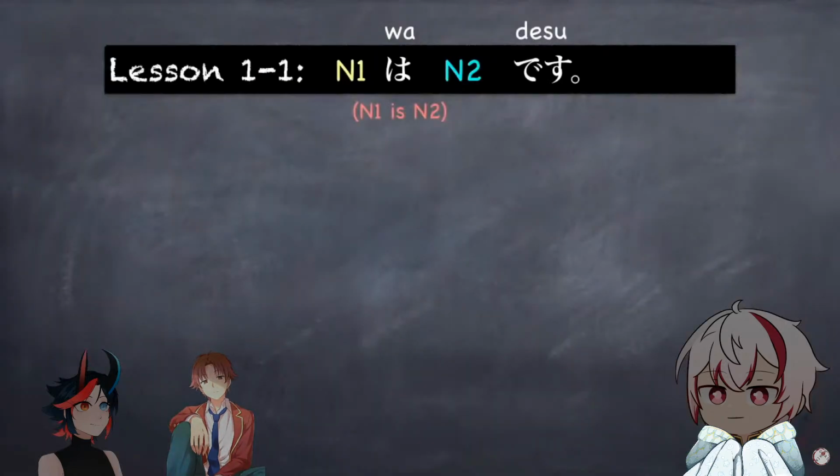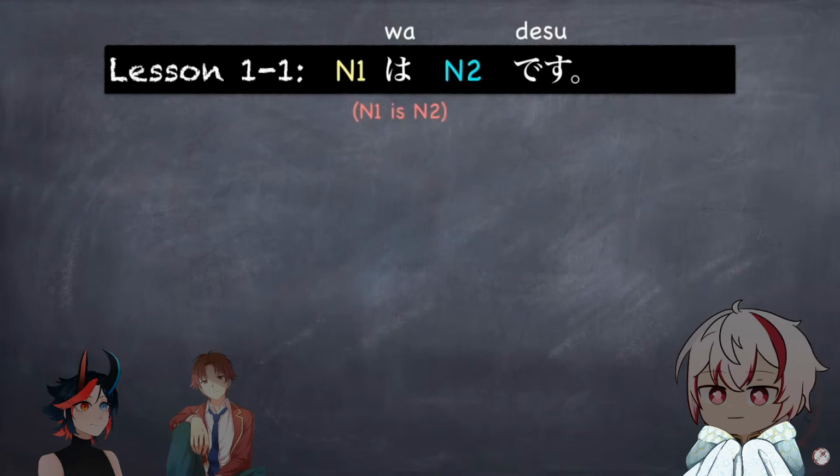Our first grammar point is N1 wa N2 desu. N1 is the subject or the topic of the sentence, followed by wa. This is the ha syllable, but since it is a particle, it is read as wa, and it is the topic marker of the sentence. Next, N2 describes N1, followed by the word desu. It is a Japanese copula which indicates that N2 is the predicate in the sentence. It describes N1. It also shows respect to the listener.